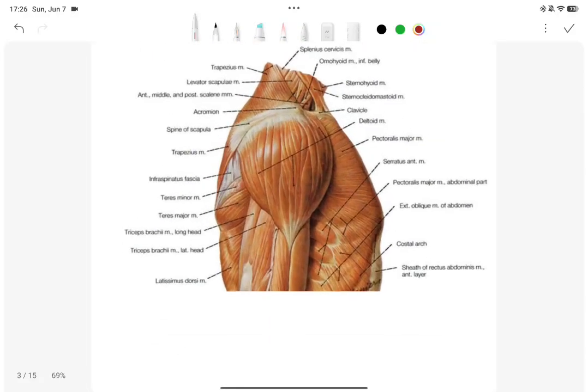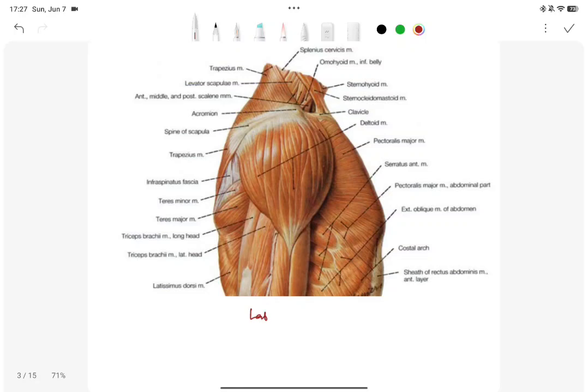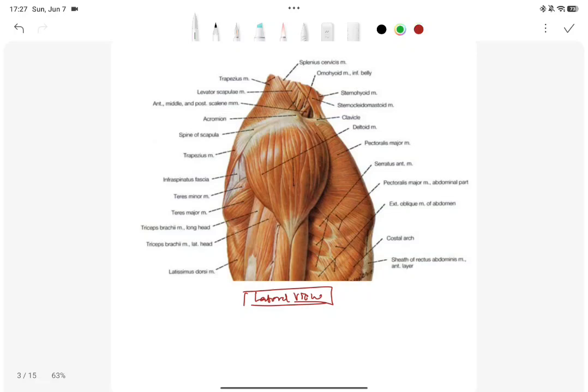Okay, so this is the lateral view of the arm. This large muscle is the deltoid, and there is the acromion process. Over this there is the trapezius, and there is the teres minor and infraspinatus. There is the teres major, there is latissimus dorsi, and this is the lateral head of the triceps brachii.